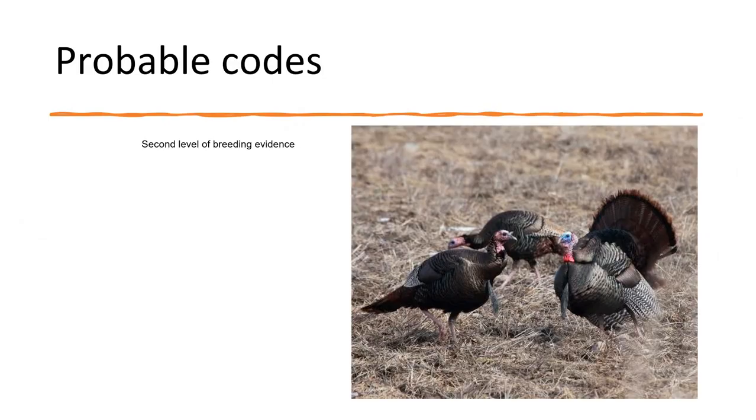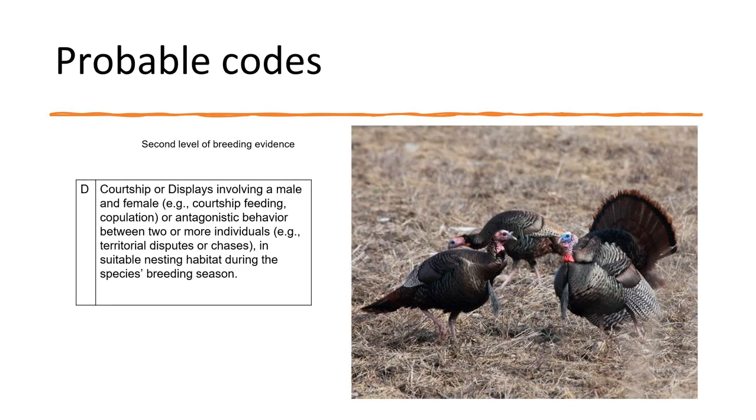Next level up are our probable codes. This is our second level of breeding evidence, a little more confident than the possible codes. In this situation, we have a male wild turkey displaying. So it's doing a display. That's the D code, which includes courtship displays. The key is there's some sort of interaction between individuals of the same species.